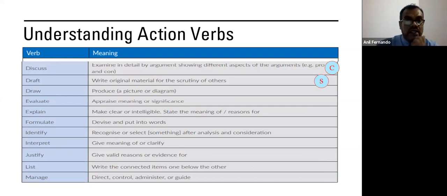Then that is comprehension. And the draft, write original material for the scrutiny of others. That is synthesize. But you may have a confusion here: draft comes under the category of synthesization, the top order level.